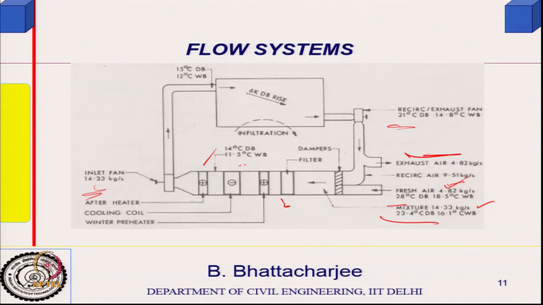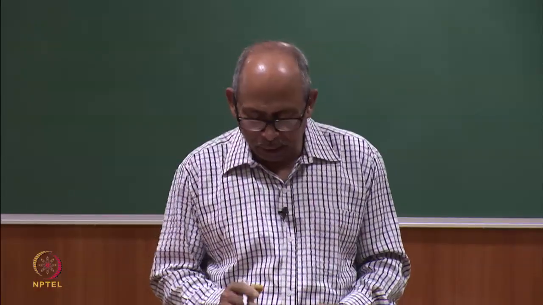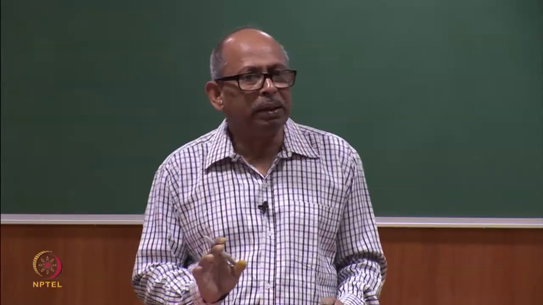It's actually, sorry, 9. Fresh air is 4.3 and this is 9.51. The sum total is making it 14.23. And if you see the moisture, of course, wet bulb temperature does not give you moisture content directly. You have to go to the psychrometric chart or use an equation. So, that is what normally the systems are.